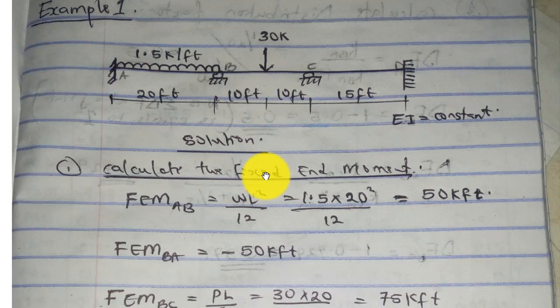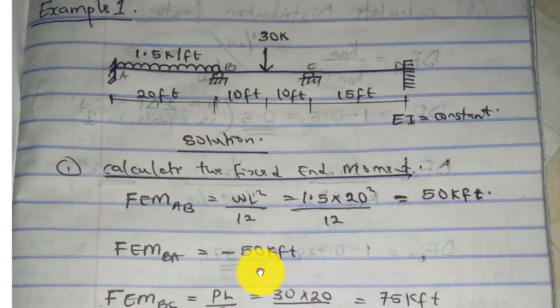So the first thing is to calculate the fixed end moment. For member AB, the FEMAB will be WL squared over 12, and FEMBA will be equal to minus that value. I believe you understand this. This is because we are assuming everything to be in what? Anti-clockwise. If it is anti-clockwise, it is positive. If it is clockwise, it should be negative. If you are confused, check your fixed end moment equation table.